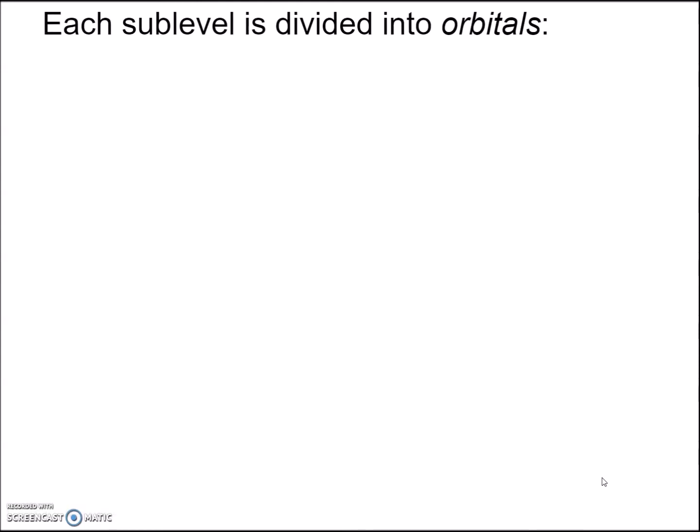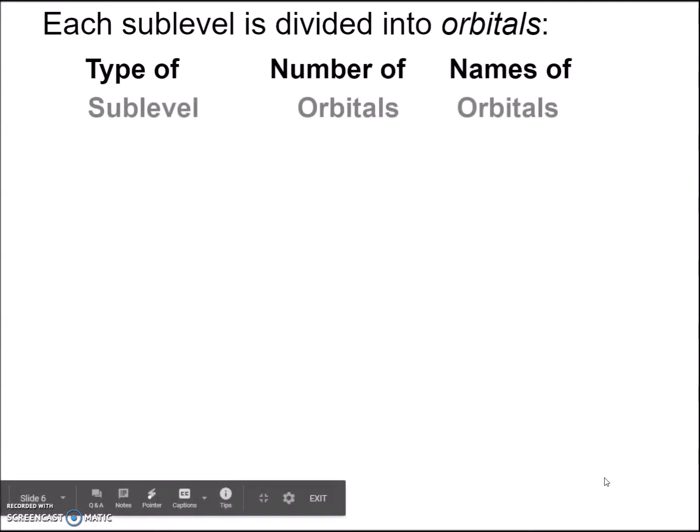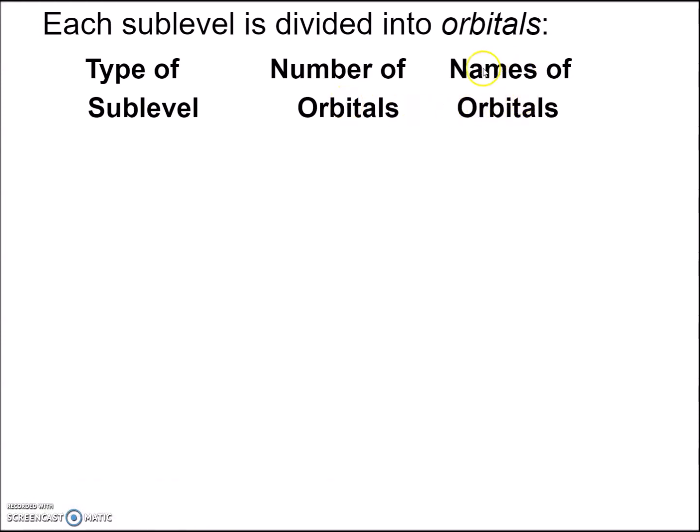Every sublevel has orbitals within it. Let's list the sublevel, the number of orbitals found in it, and in some cases, we'll name them. So for all of the s sublevels, whether it's the 1s or the 2s or the 3s or the 4s sublevel, all of them have just one orbital in that sublevel, and they're all named simply s orbitals.